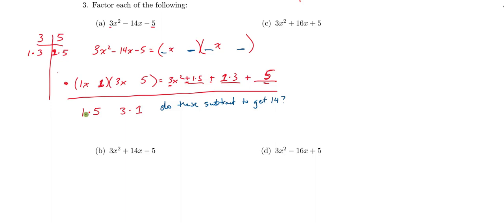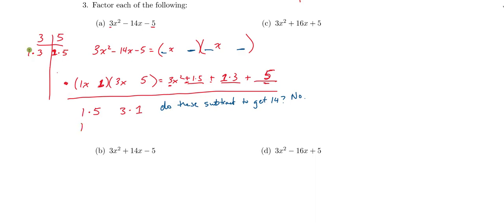So I'm asking the question, when I take 1 times 5 and 3 times 1, do those subtract to get 14? And the answer is no. 5 and 3, there's no way I could subtract one term from the other to get the number 14. Okay? So in this case, what we were doing was we were taking the number 1 times 5 and the number 3 times 1. But we could also check the opposite combination.